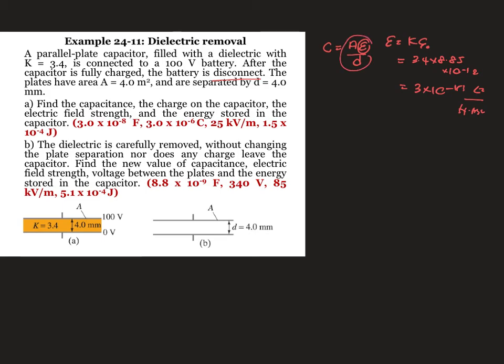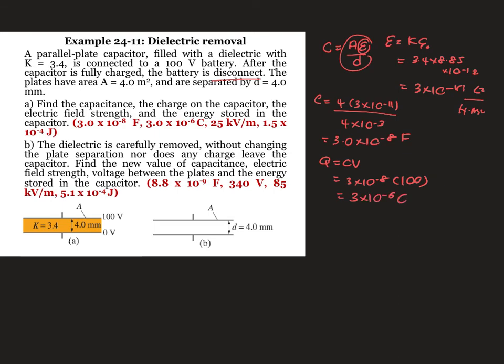So you are going to put it inside this formula. C equals to the area, 4 times 3 to the power of negative 11, divided by 4 to the power of negative 3. Make sure that you change into SI unit. So you are going to get 3.0 to the power of negative 8 farad. The question asks you to find the charge on the capacitor, so you can use Q equals to CV. So Q equals to 3 negative 8 times V is 100, so you are going to get 3 to the power of negative 6 coulomb.